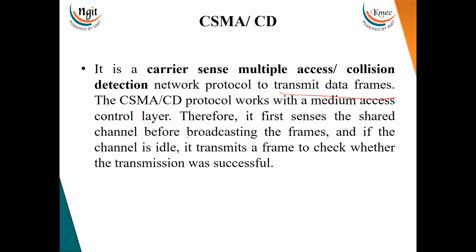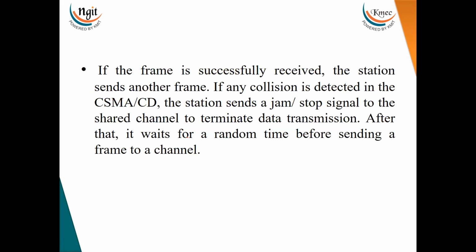Therefore, it first senses the shared channel before broadcasting the frames. If the channel is empty, it transmits a frame to check whether the transmission was successful or not. If the frame is successfully received, the station is going to send another frame. If any collision is detected in CSMA/CD, the station is going to send a jam or stop signal to the shared channel to terminate the transmission. After that, it is going to wait for a random time before sending a frame to the channel.